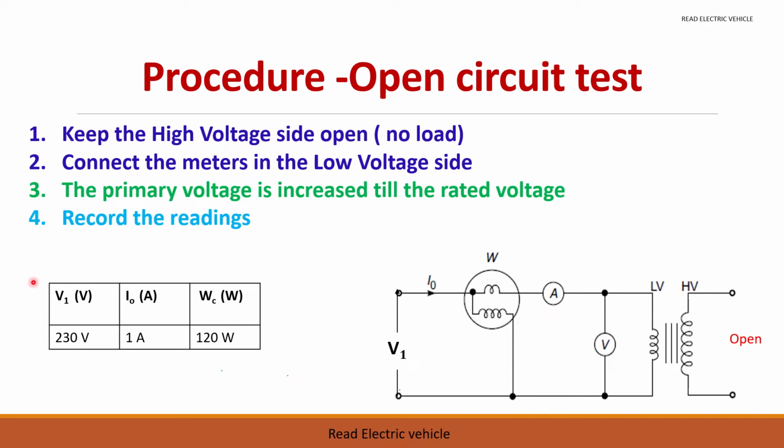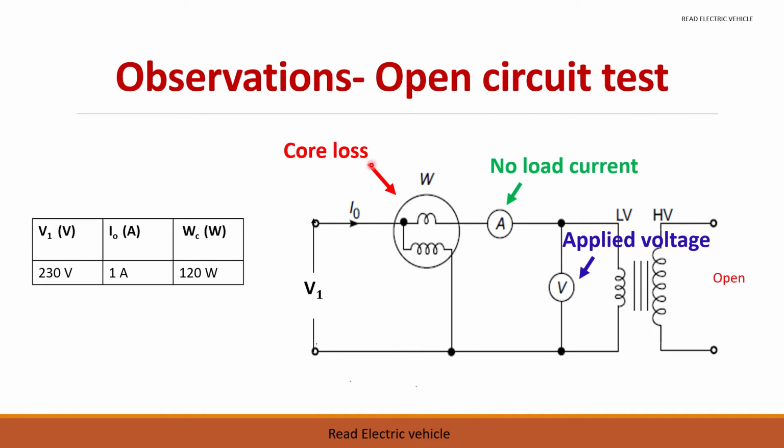For example, if you are setting 230 volt and you are getting a no load current of 1 amp, your wattmeter is reading some value, which will be in watts. So you can say that the voltmeter is giving you the applied voltage, the ammeter is reading the no load current, and the wattmeter will give you the core loss.